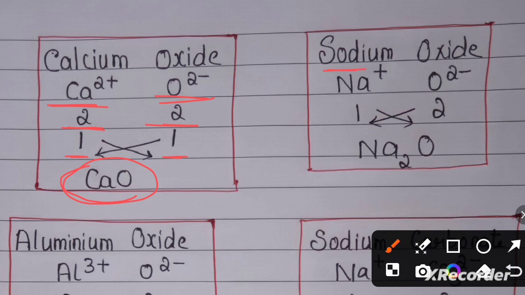Sodium oxide, sodium ion formula Na+ and oxide formula O2-. Sodium ion valency is 1 and oxide ion valency is 2. So write the formula of sodium oxide NaO. So pass the valency of oxygen to sodium. So take sodium 2 times, and pass the valency of sodium, that is 1, to oxygen, we have to take oxygen only one time. So the formula is Na2O.